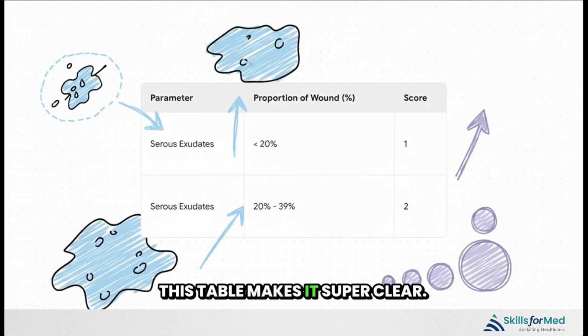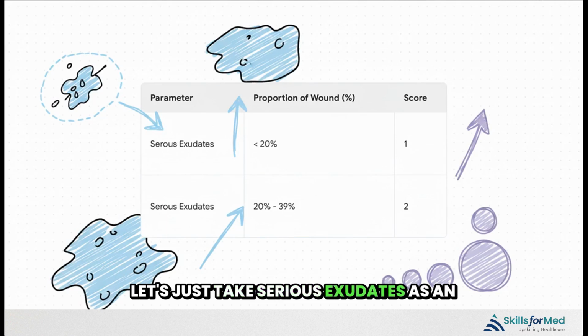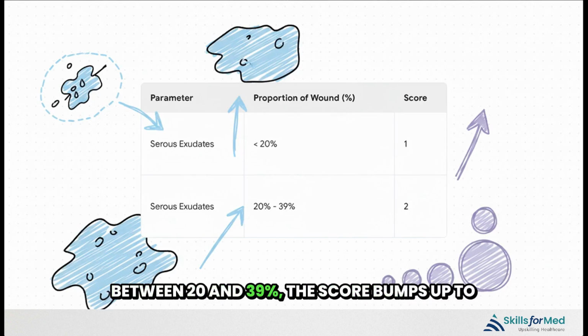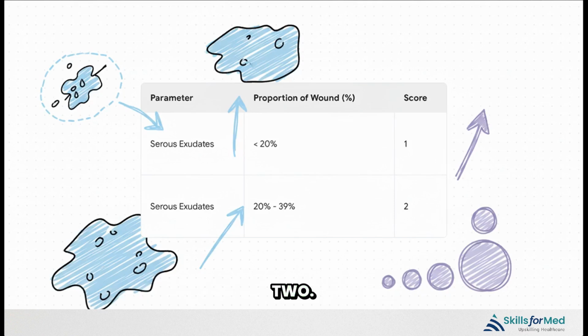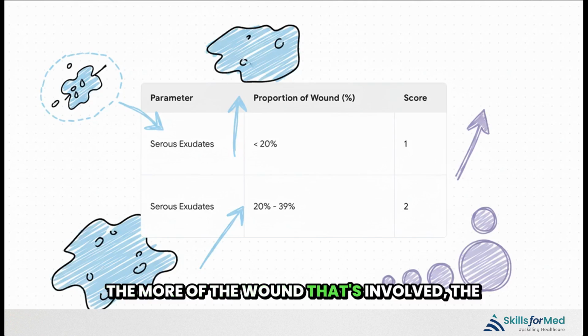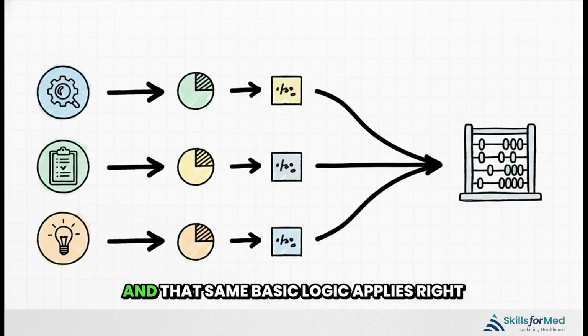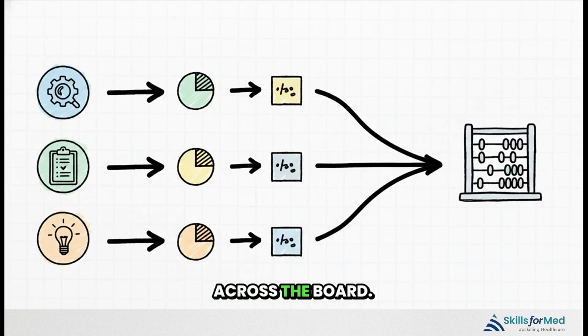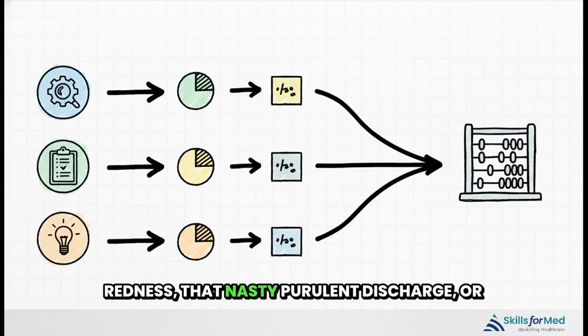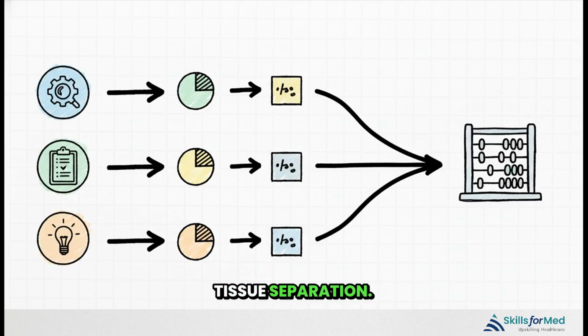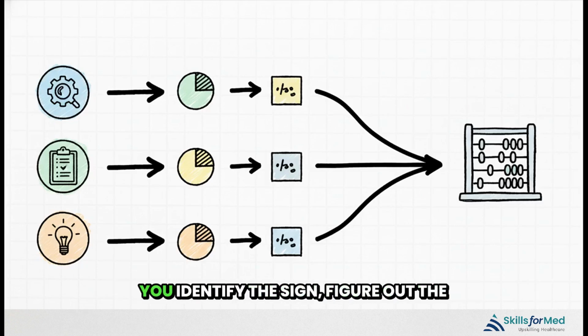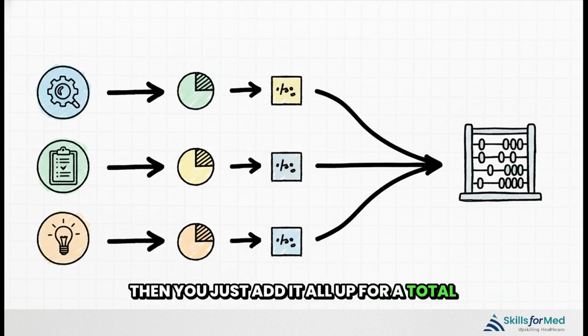This table makes it super clear. Let's just take serous exudates as an example. If that clear fluid is on less than 20% of the wound, that gets a score of 1. Simple. But if it's covering a bit more, say between 20 and 39%, the score bumps up to 2. It's a simple rule. The more of the wound that's involved, the higher the score. And that same basic logic applies right across the board. It doesn't matter if you're looking at redness, that nasty purulent discharge, or tissue separation. The system works the exact same way. You identify the sign, figure out the proportion, and assign the points. Then you just add it all up for a total score.